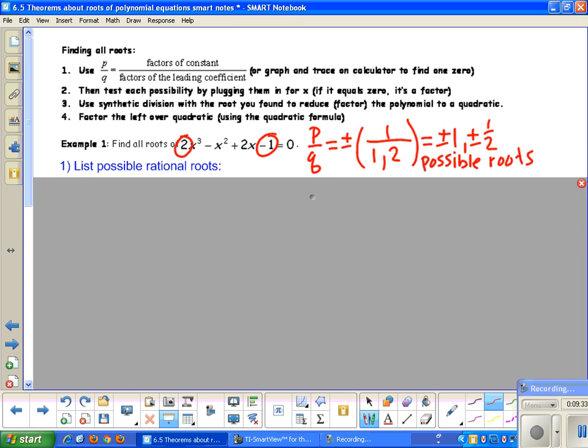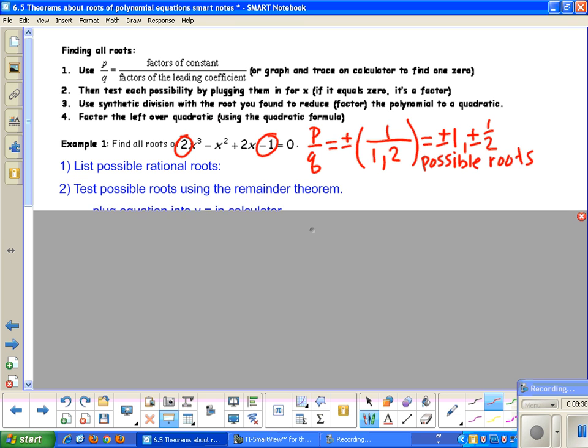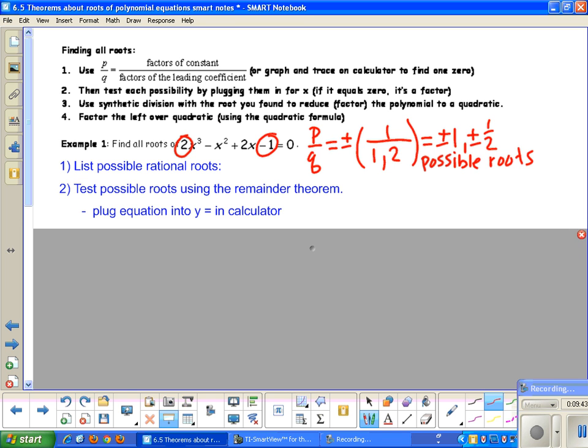Now that I have the possible roots, I need to actually test them using the remainder theorem. The way that we do this is we're going to plug our equation into our y equals.